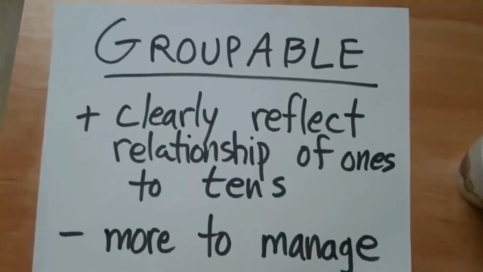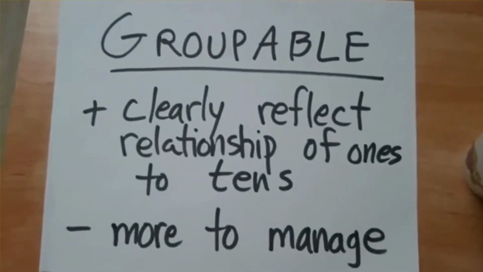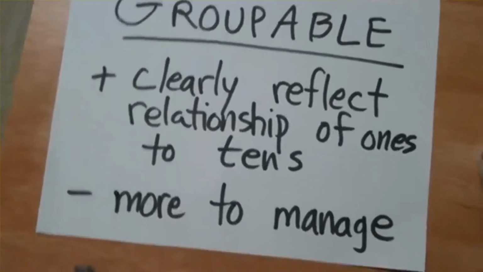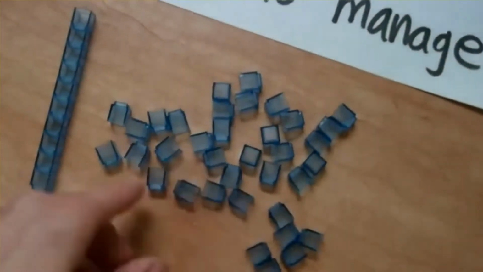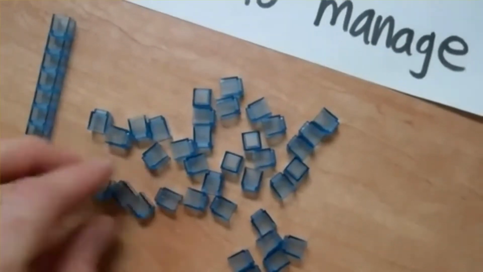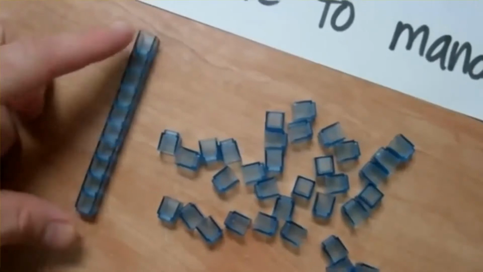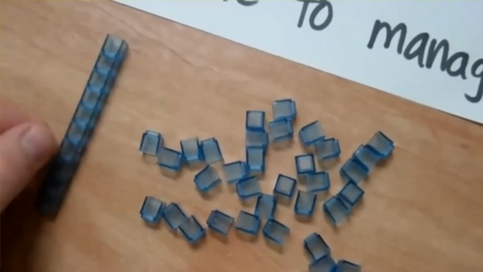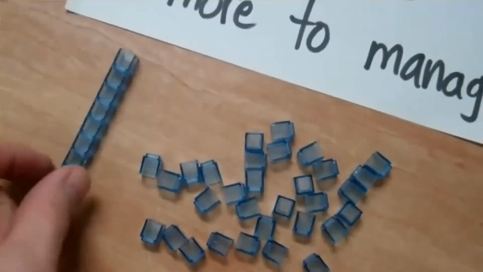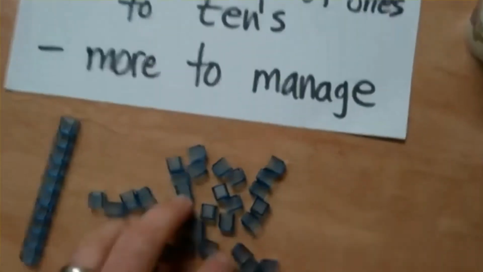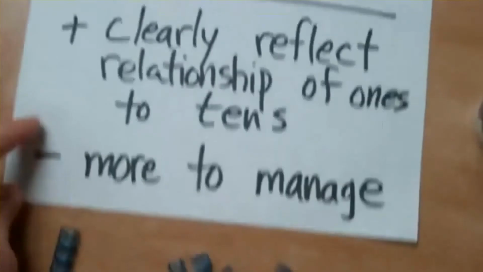Why are these important? They most clearly reflect the relationship of ones to tens for children. So as they work with the 10 blocks and stick them together into one, they're realizing, hey, I can make these 10 individual blocks into one unit. Once again, that unitizing idea comes through clearly as they take 10 things and group them together.